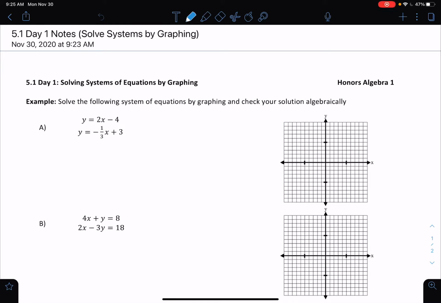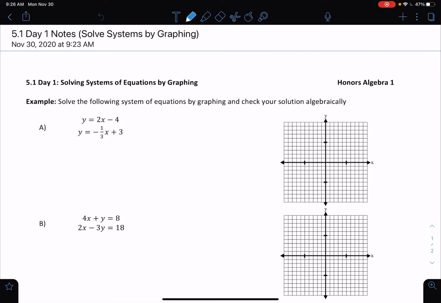Hello everyone, in this video we are going to be looking at how to solve systems of equations by graphing. This helps us visualize what we're doing when we are solving systems, when we're solving multiple equations at the same time. So in example A, we've got these two equations that we are trying to solve at the same time.